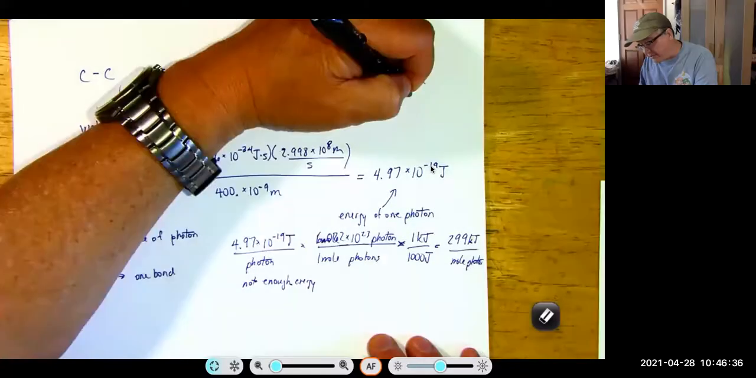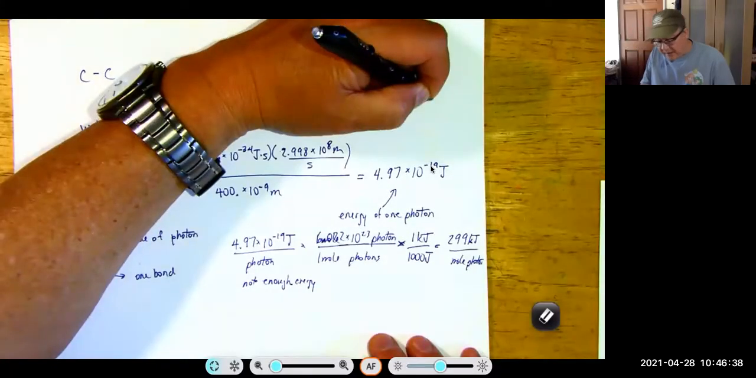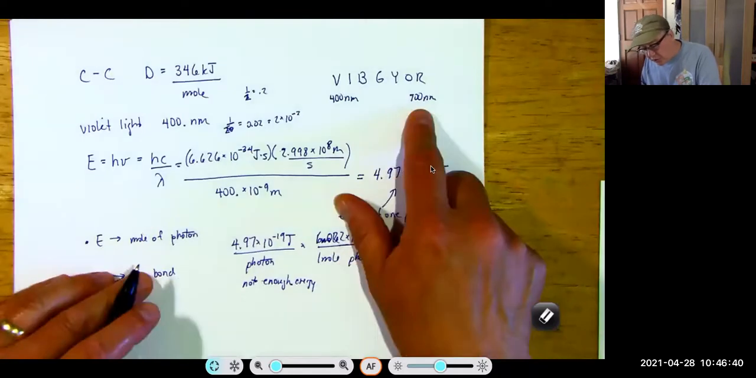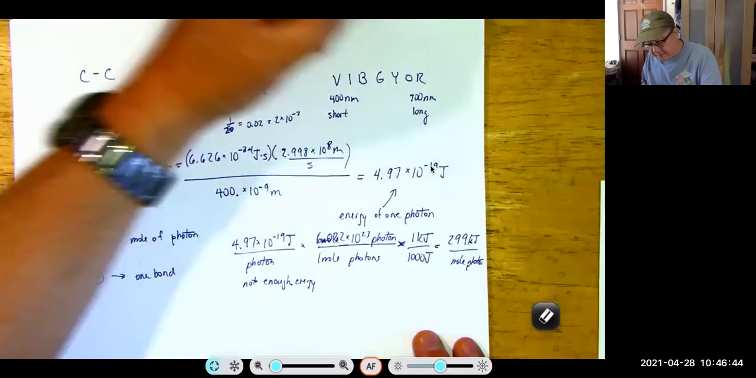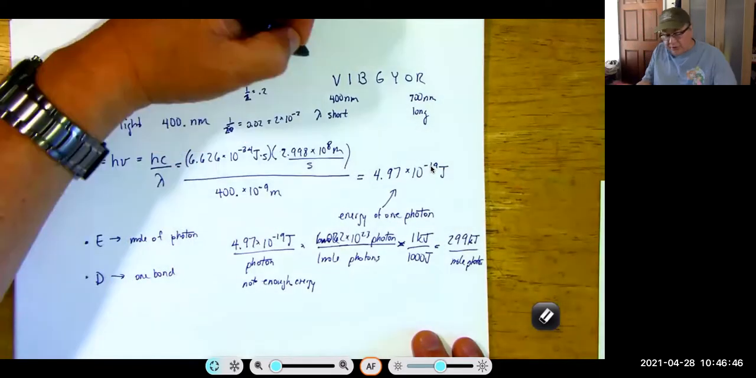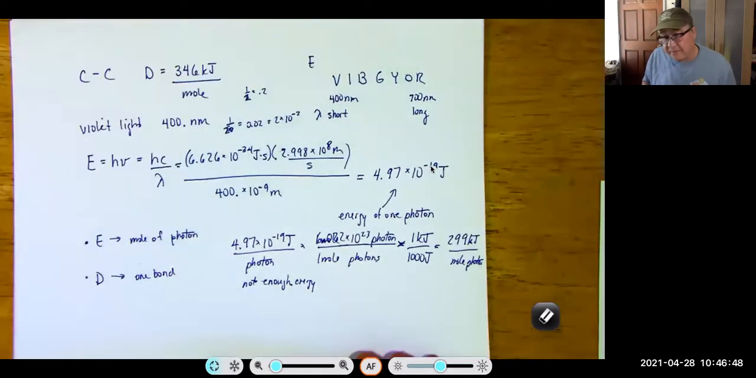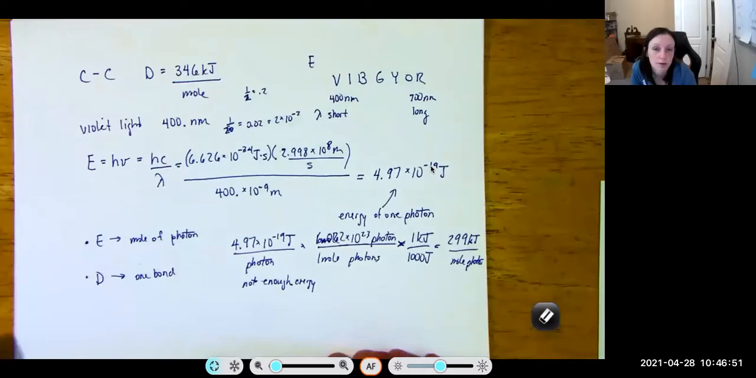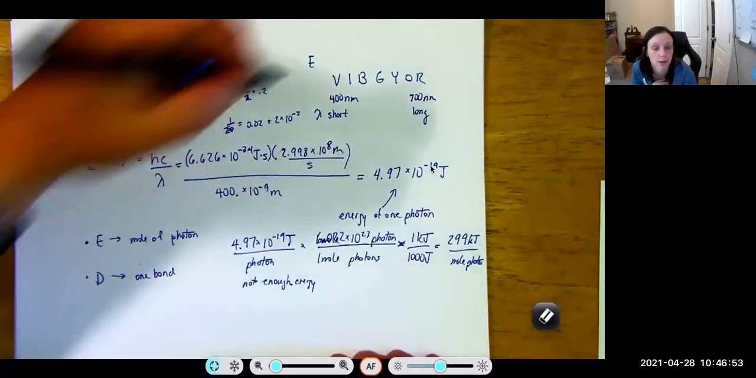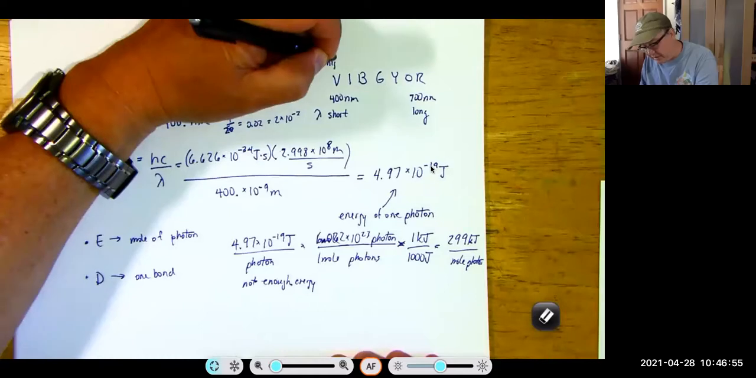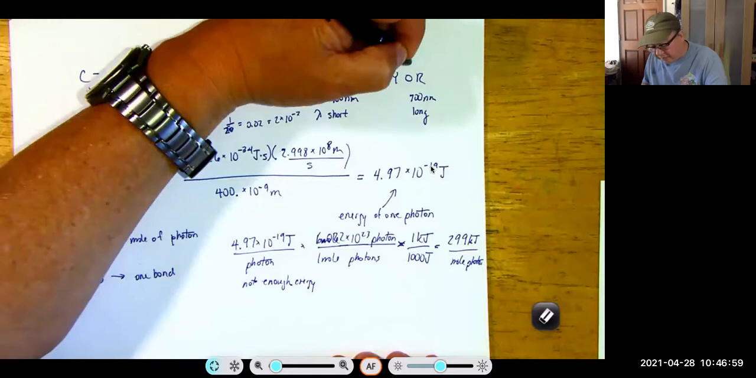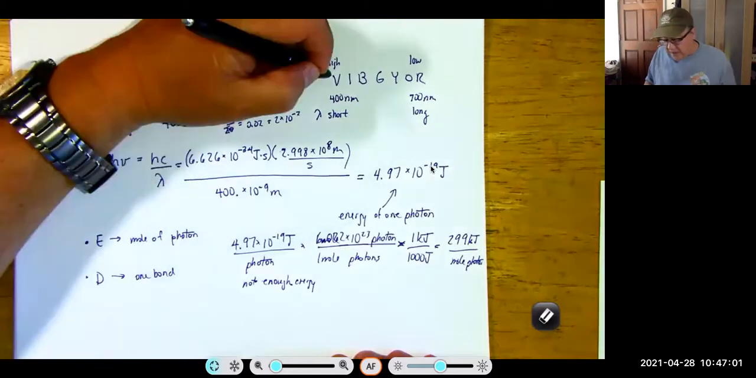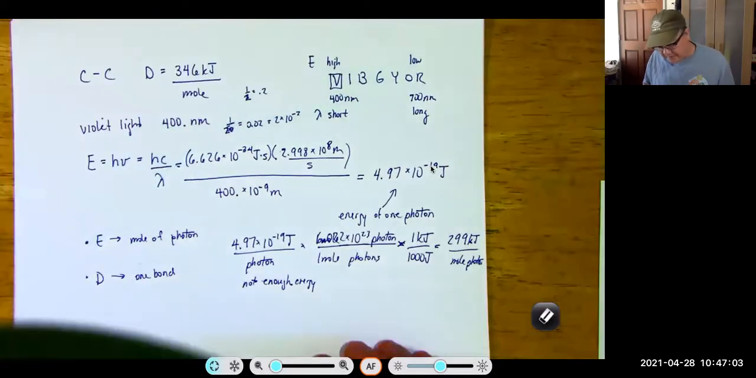Now, this is going to be short wavelength and this is going to be long wavelength. When we talk about energy, what's the relationship? Higher energy for shorter wavelength, and this is going to be low energy, right? So if violet light isn't going to cut it, what kind of light is going to make this work?